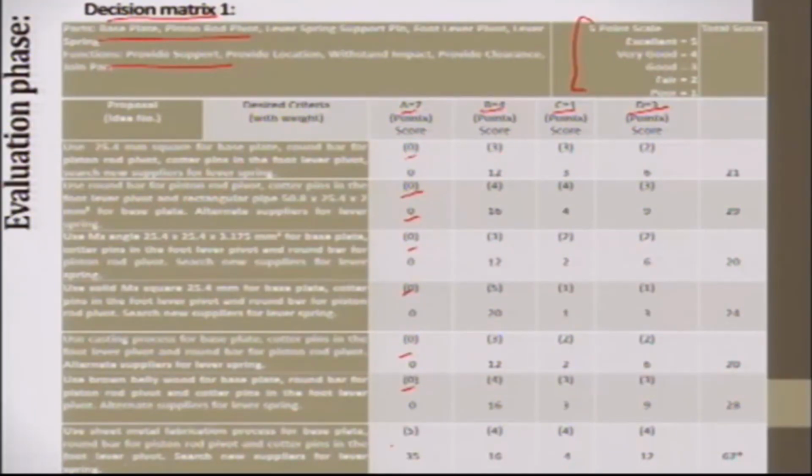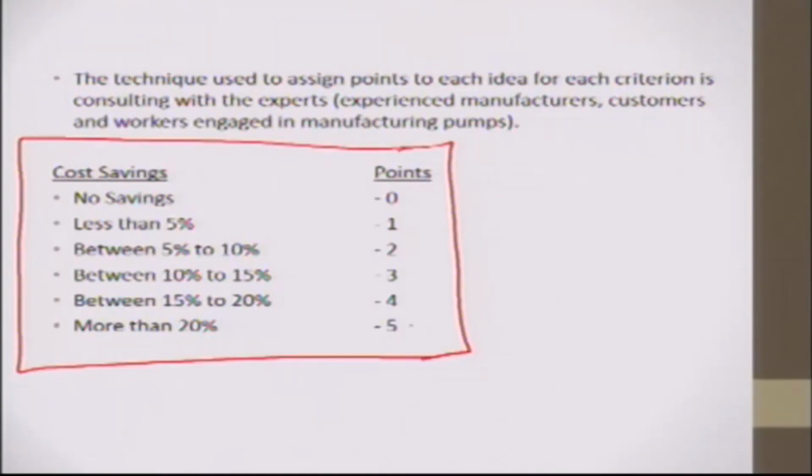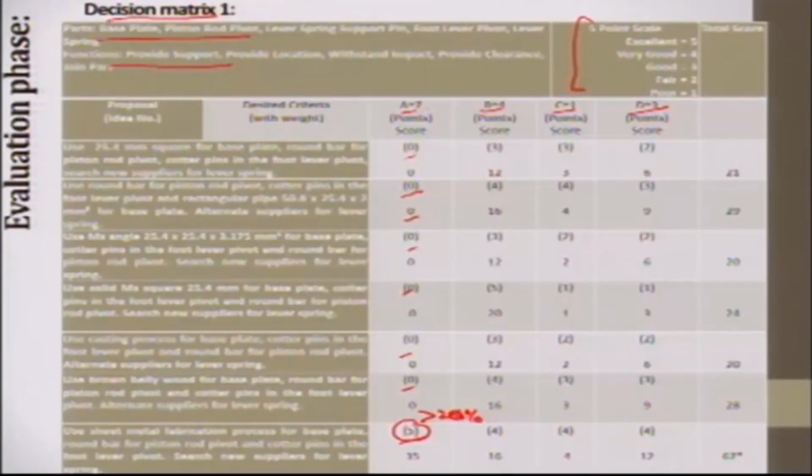Only one alternative had cost saving, and the cost saving was more than 20%. That means a rating of 5 is given. So this rating 5 into the weight 7, into 5, is equal to 35.